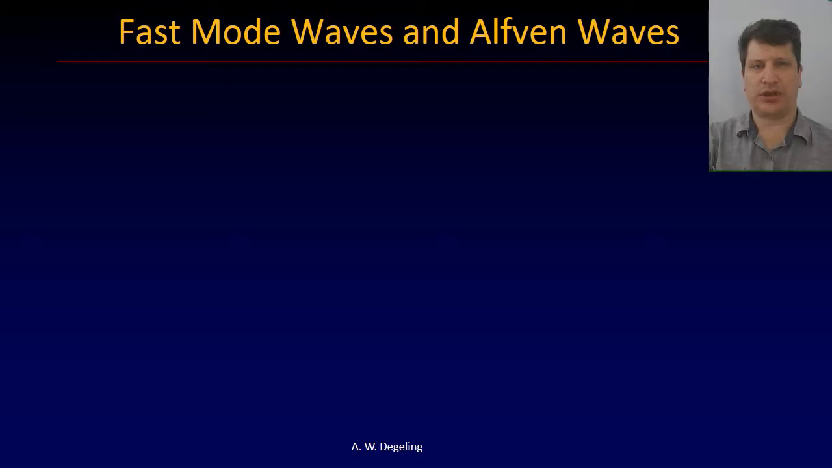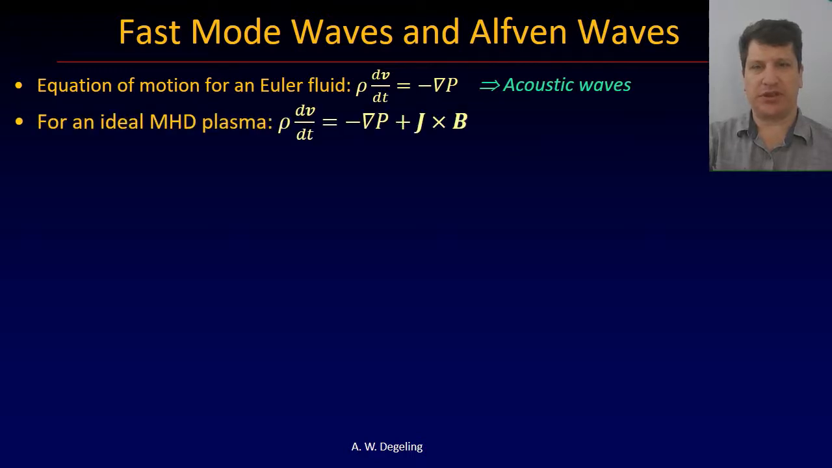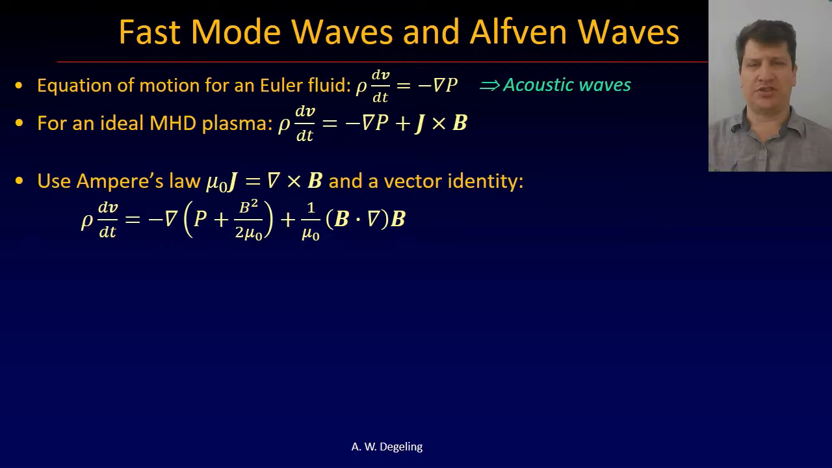For example, in a neutral gas, ignoring viscosity, Euler's equation tells us that the pressure term gives rise to acoustic waves. For an ideal MHD plasma, the flow of currents gives rise to an additional force given by J cross B. This term can be derived by combining the Lorentz force equations for the ions and the electrons. Using Ampere's law and a vector identity, we can rewrite this equation in the following way.